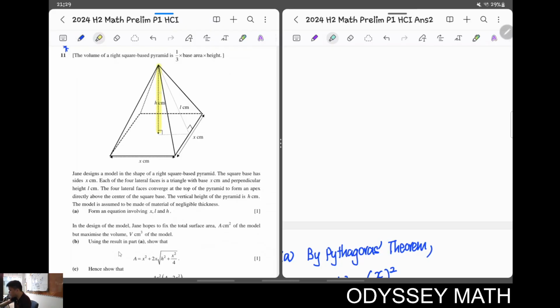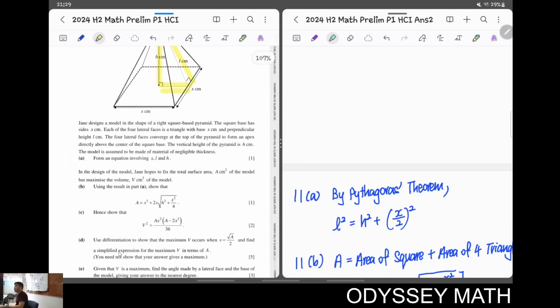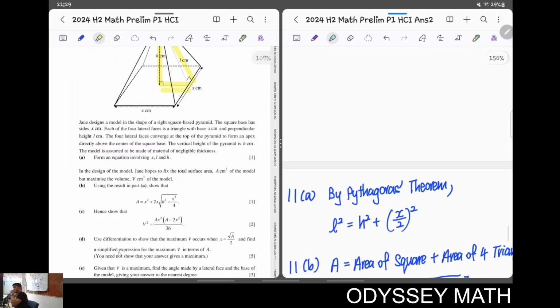Pythagoras theorem. Got it? This part is x over 2. 11b. Oh, B and C.